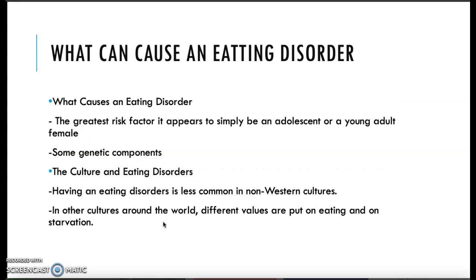What can cause an eating disorder? Things that can cause an eating disorder are risk factors. It appears that simply being an adolescent or young adult female is one, along with some genetic components and the culture. Having an eating disorder is less common in non-Western cultures, and in other cultures around the world, different values are put on eating and on starvation.